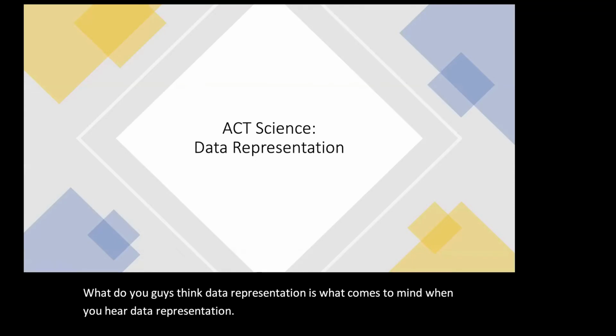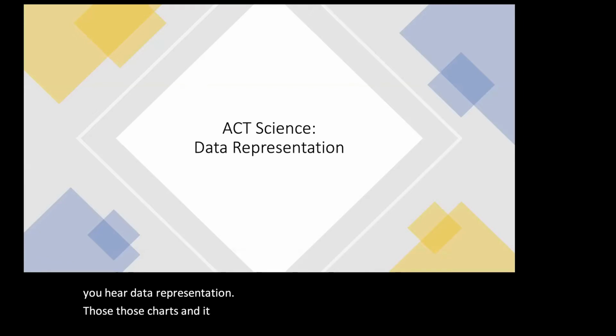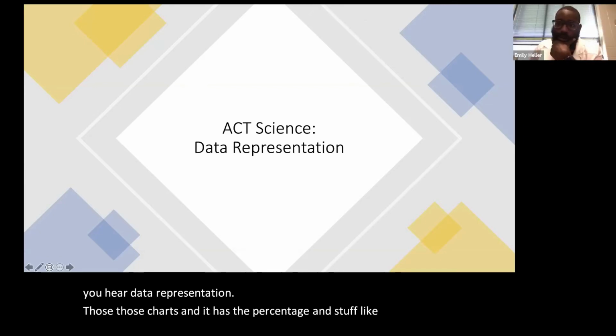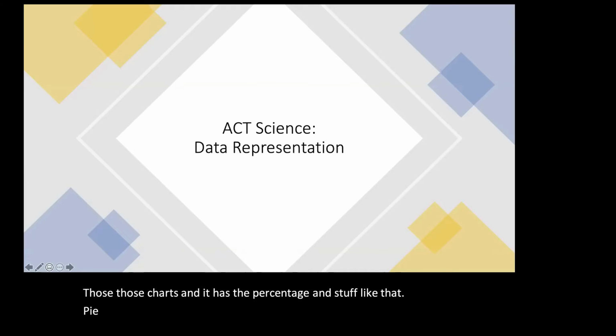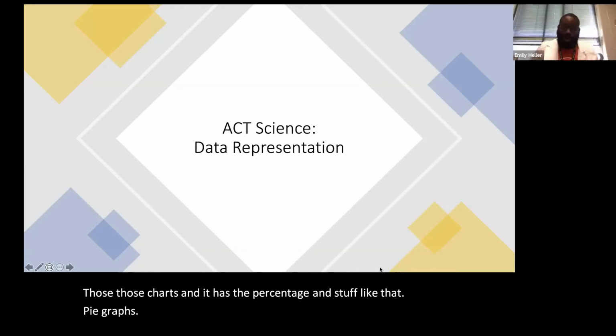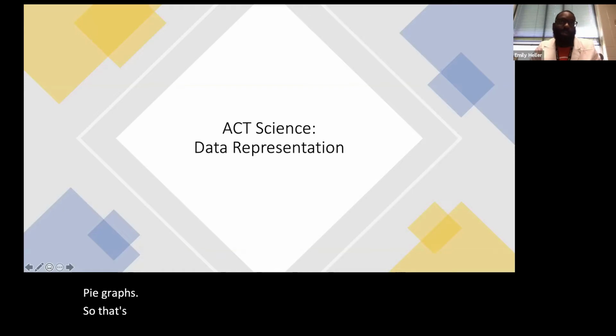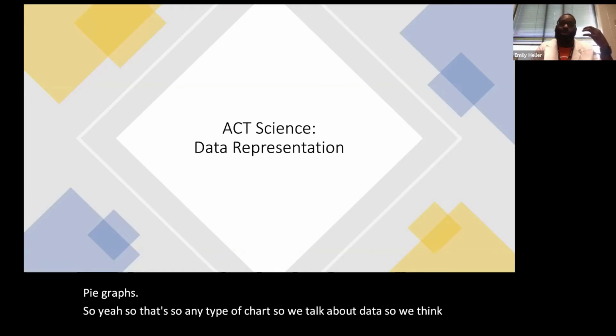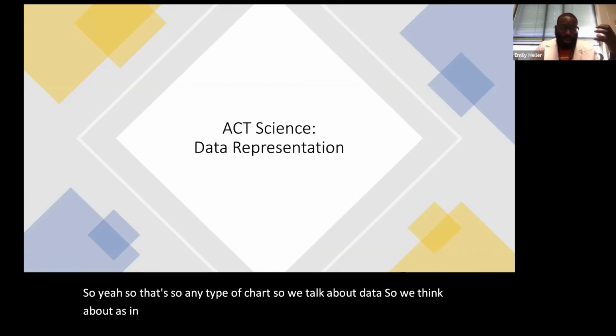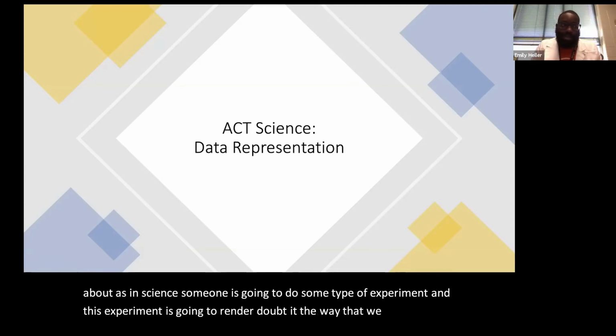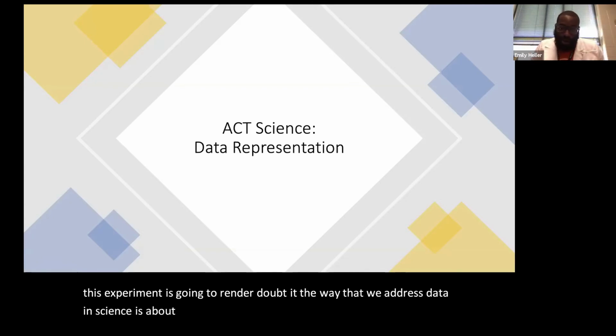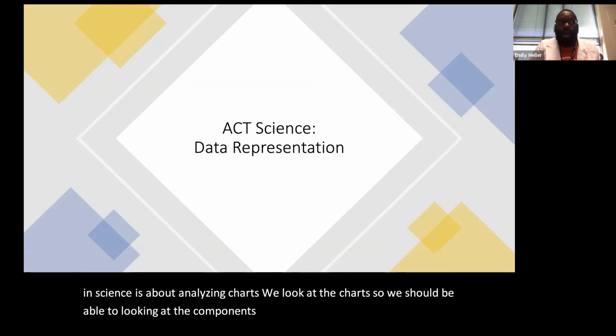Like those charts, and it has like the percentage and stuff like that. Mm-hmm. And you have to answer the question based off the chart. So any type of chart. So we talk about data. In science, someone is going to do some type of experiment, and this experiment is going to render data. The way that we address the data in science is by analyzing charts. We look at the charts. So we should be able to look at the components of the charts and identify those things.